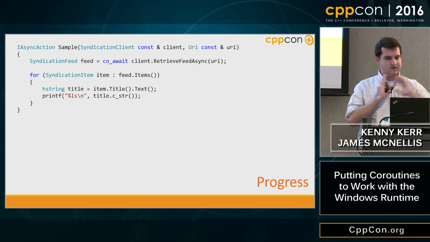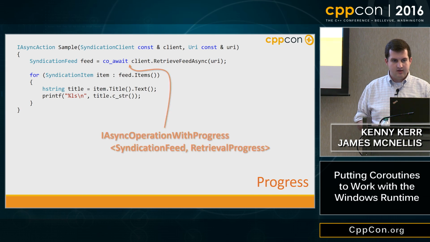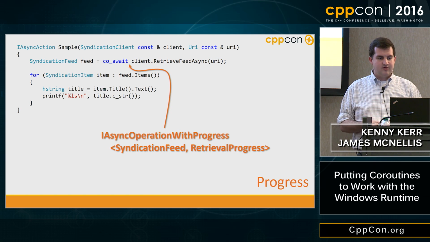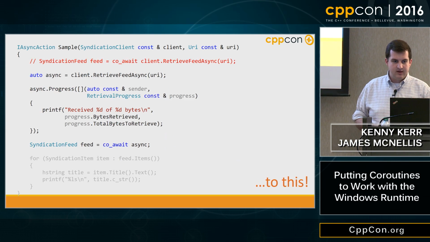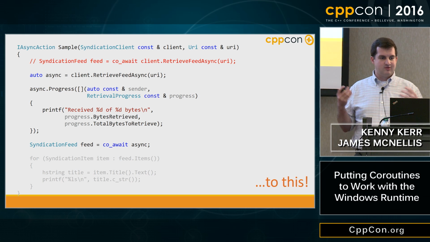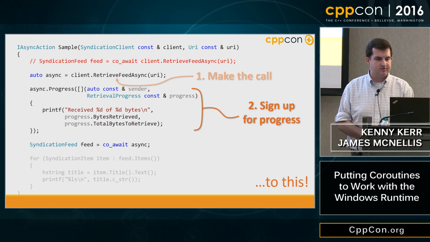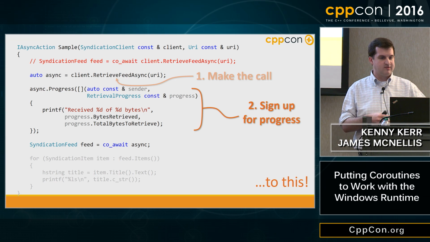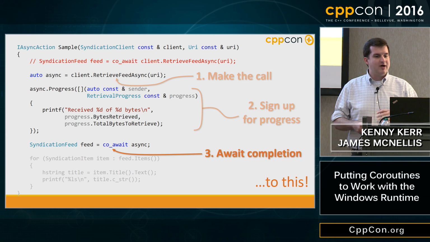So this is an example that doesn't use progress reporting. We go and we open up an RSS feed, and then we iterate through the items and print out the results. But that function is actually an iasync operation with progress, and so we can hook up a progress handler if we'd like, and here's how we do that. Instead of co-awaiting directly on the result of the retrieve feed async, what we'll do is we'll take the iasync operation and we'll store it in this local async variable. We'll then sign up for the progress notifications by calling the .progress setter, and we'll pass it this function that'll just print out the results. And then we'll actually do the co-await.